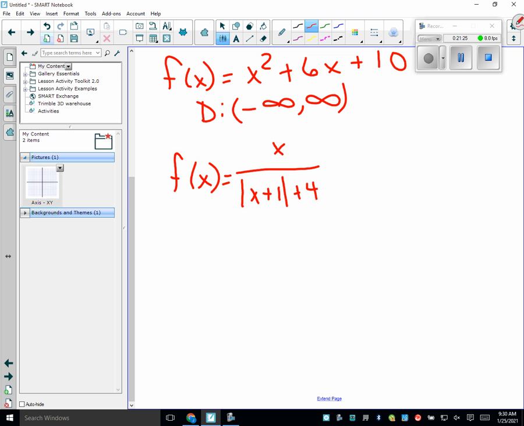What would make that denominator 0? Nothing. Why? Because it's absolute value. Well, doesn't this piece have to equal negative 4? Yeah, and it can. So this is absolute value.